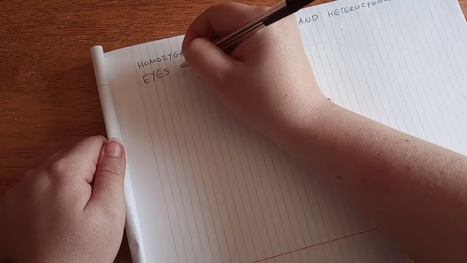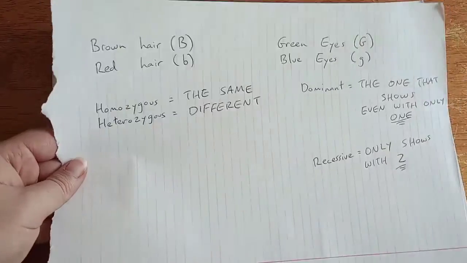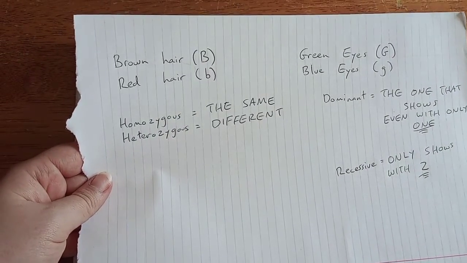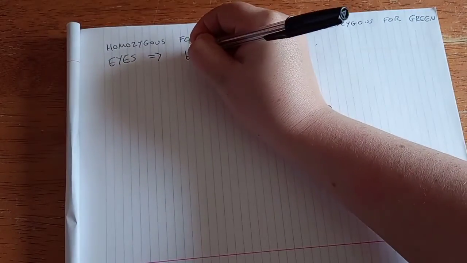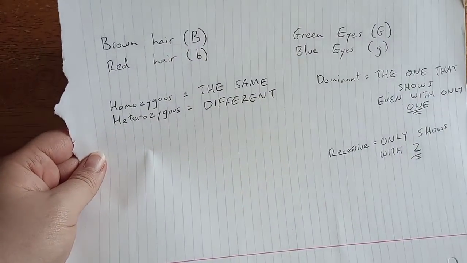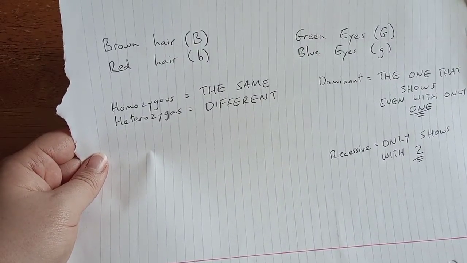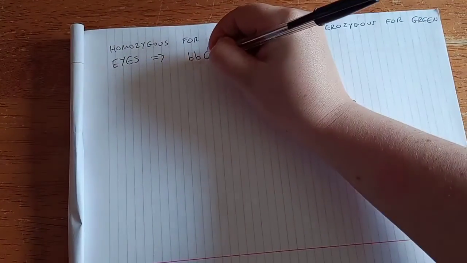So homozygous means that it's two of the same. So if we look back at the sheet that we were looking at a second ago, the red hair was a small b, and homozygous is the same. So homozygous for red hair is two small b's. They're heterozygous for green eyes, so the heterozygous is different. Green eyes was a big G and the blue eyes was a small g, so they've got big G and small g.